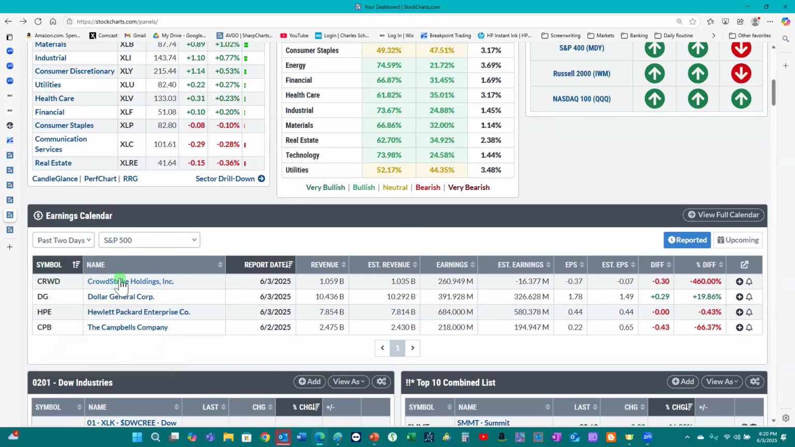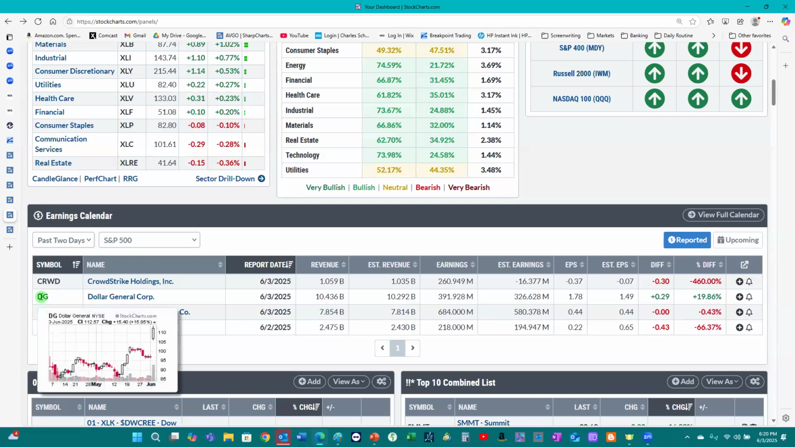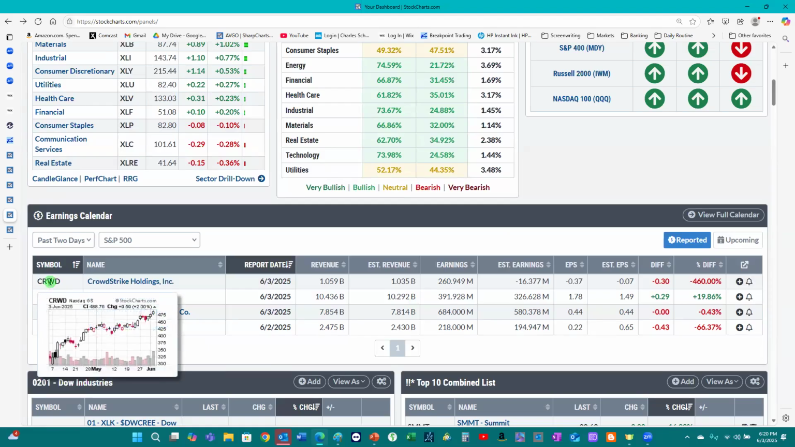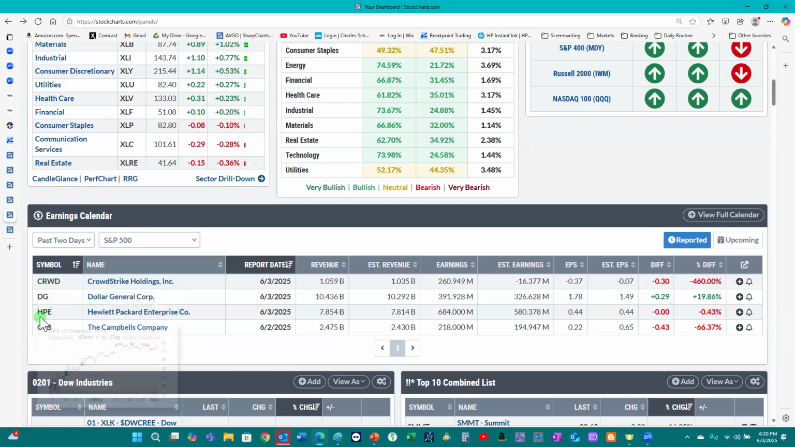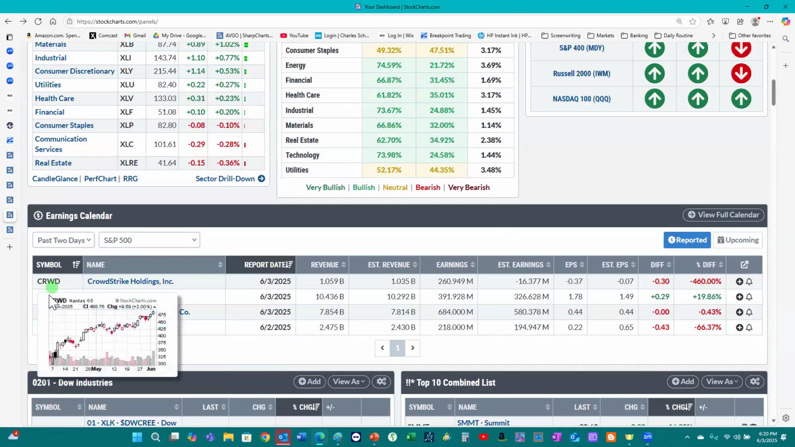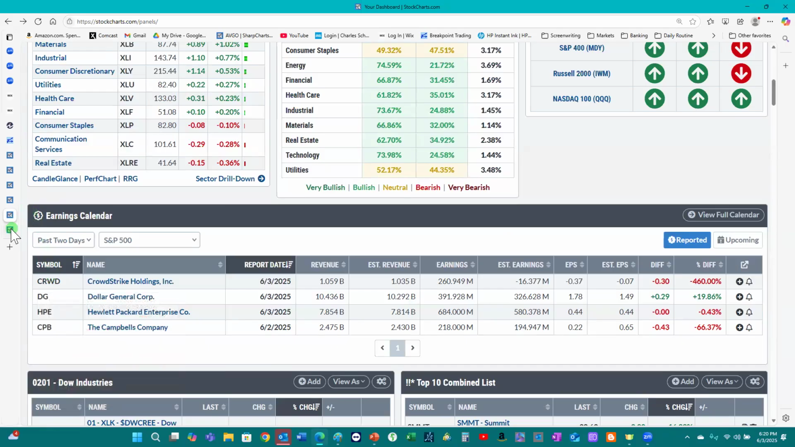Here is CrowdStrike, reported after the close. Dollar General reported before the close. You can see they were up nicely. Before the open, they were up nicely. CrowdStrike, we don't know yet. I'm going to look at that in a minute. HPE, I think, was after the close as well. And then Campbell Soup was yesterday and didn't really do too much. But let's look at these 3: CrowdStrike, Dollar General, and HPE.